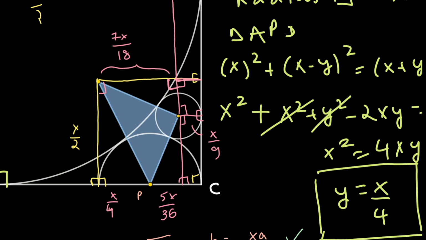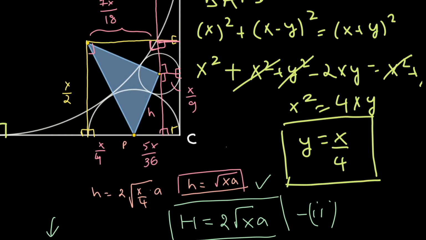Now recall that the distance from here to here we have marked as small h, and we have got its value as square root of x times a. Now we have got the value of a, that is x upon 9. Therefore square root of x times x upon 9 will give me an output that would be x upon 3. Therefore the distance h over here is ultimately having a value x upon 3. So I will write that over here.